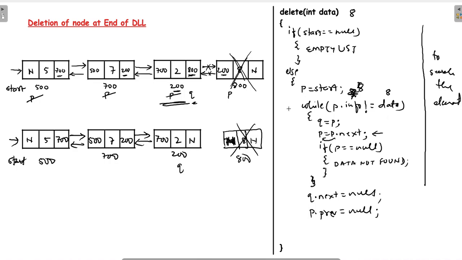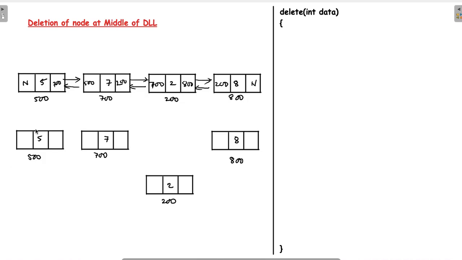Now let us discuss deletion from the middle of the doubly linked list. To delete a node from the middle of the list, we have to check the same conditions again. So we will be checking if your starting point is double equals to null. If starting point is equal to null, it means that you have an empty list. And if it is not the case, then you need to search that particular data. Suppose that data is 2.